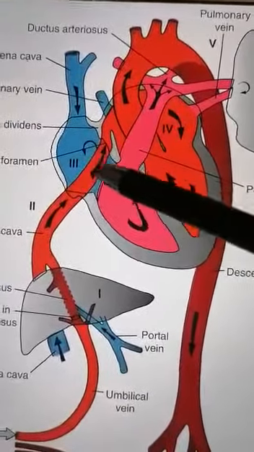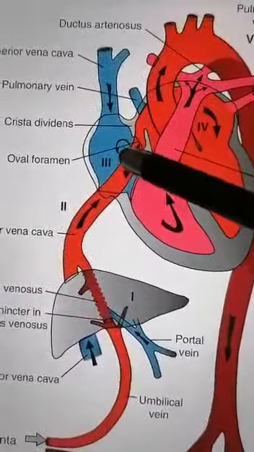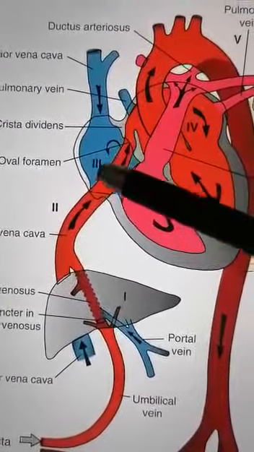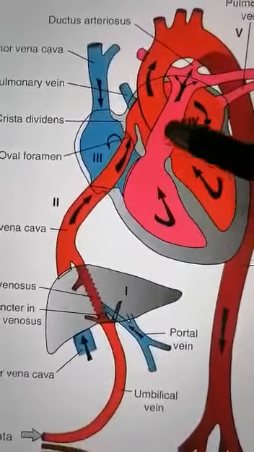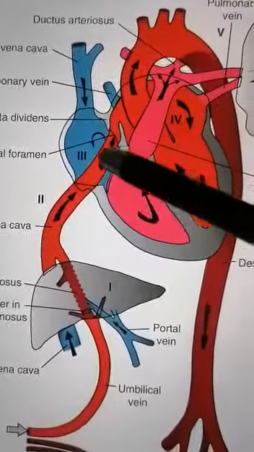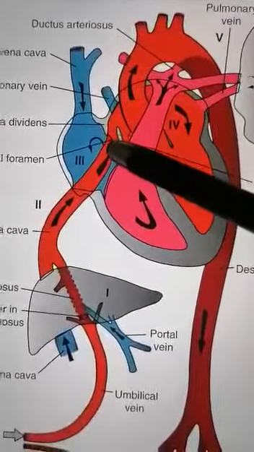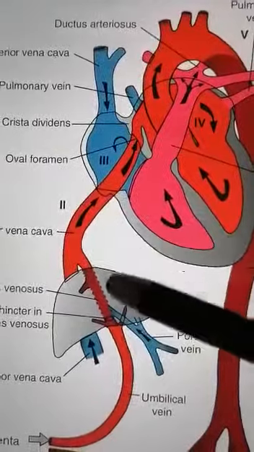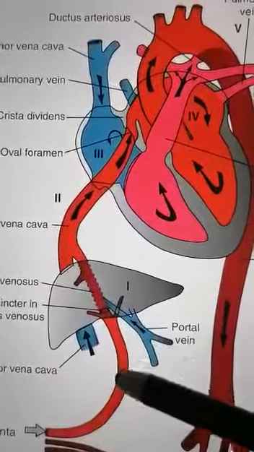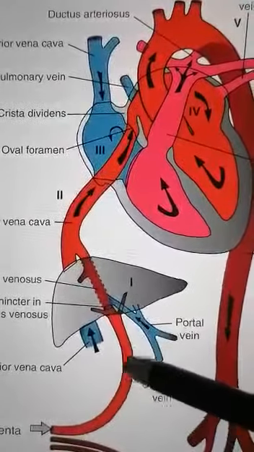Simultaneously, there is a decrease in the pressure in the right atrium due to the cessation of the placental blood flow. This difference in the pressure causes the closure of the foramen ovale. There is also obliteration of the umbilical vein that later develops into ligamentum teres.